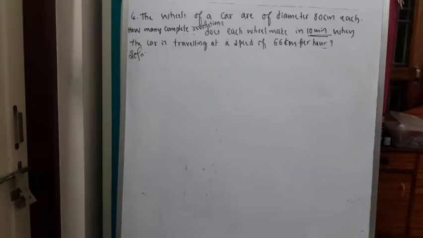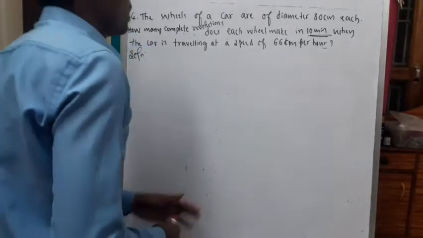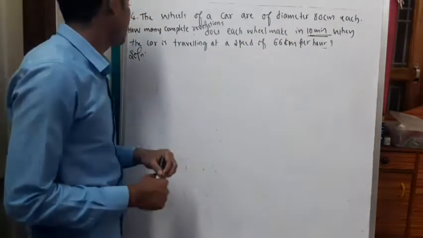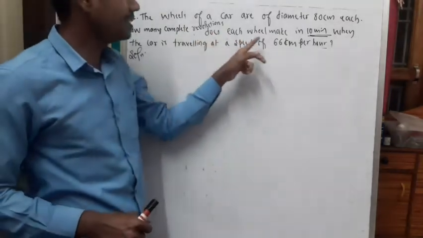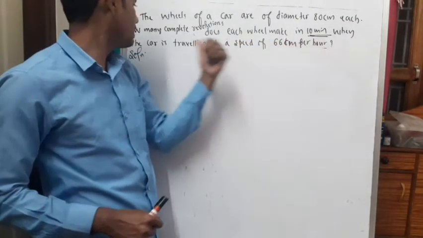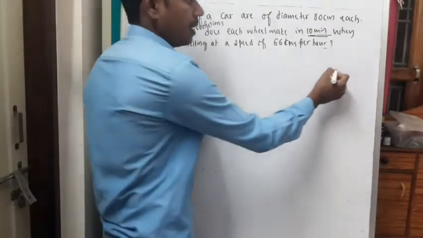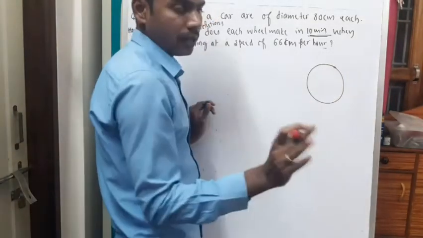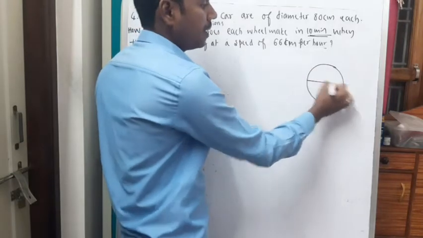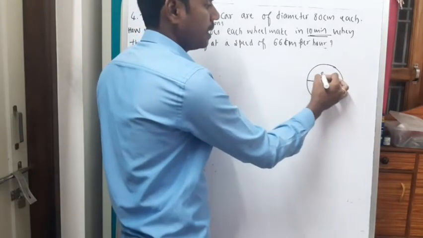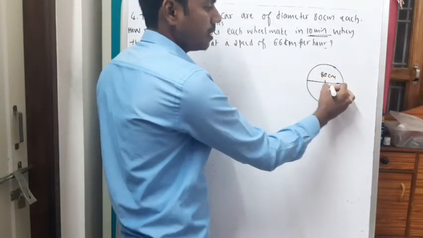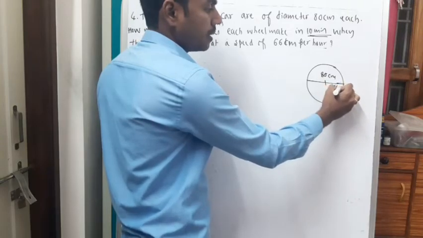So fourth question. The wheels of a car are of diameter 80 centimeter each. How many revolutions does each wheel make in 10 minutes when the car is traveling at a speed of 66 km per hour? See, there is a wheel and there are 4 wheels and each wheel of diameter 80 centimeter, then obviously the radius will be equal to 40 centimeter.